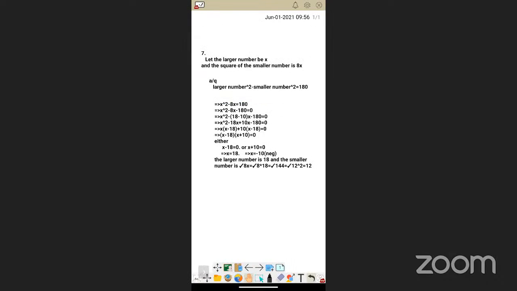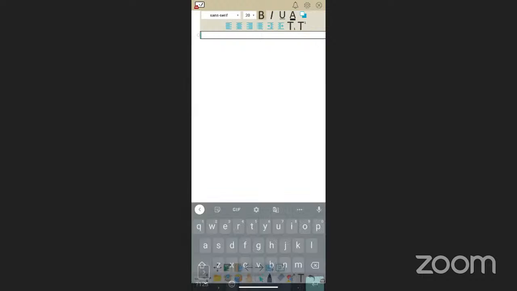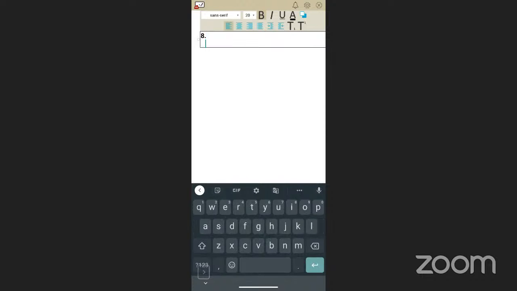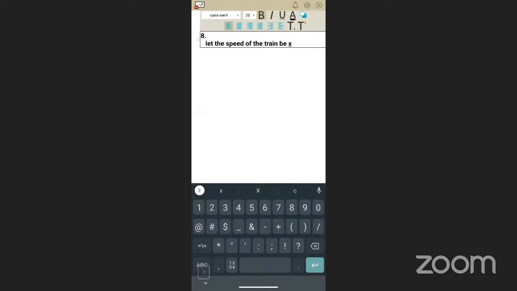So let us do one thing. Let us go to a new page. Question number 8. Let the speed of the train be x kilometer per hour. This is the first and foremost thing you have to write.